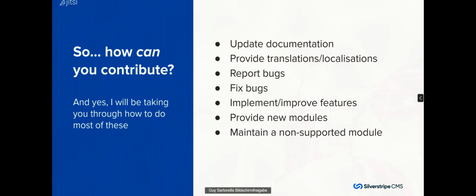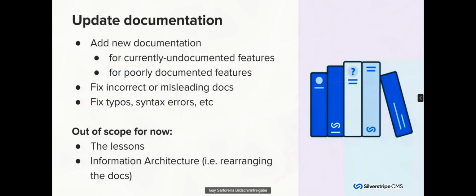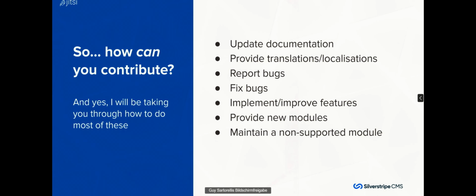So here are some of the things: update documentation. I'm very aware that some of our documentation's out of date. Some of it might also not be clear, or there might be information that's missing. So if you notice any of that, please correct it. Translations: Silverstripe CMS is used all over the world, as very obvious with this conference happening right now. If it hasn't been localized for a country you need it for, you can provide that localization. You can also report and fix bugs, improve or implement new features, provide new modules, as James talked about yesterday, or maintain a currently unmaintained module.